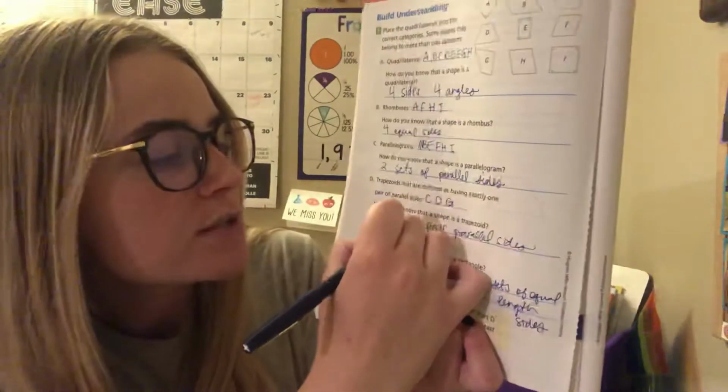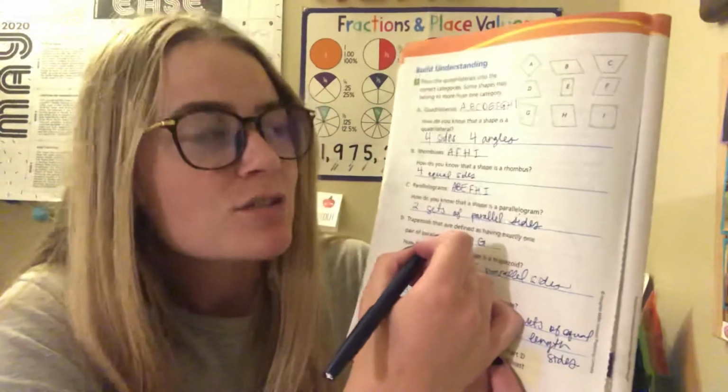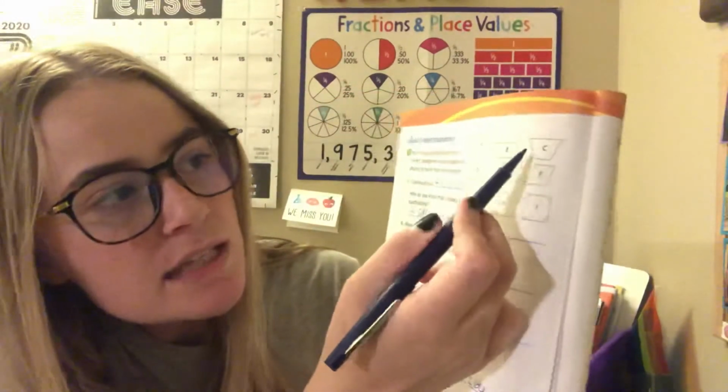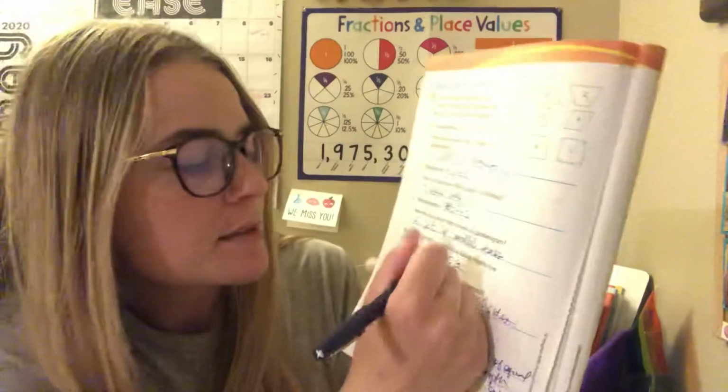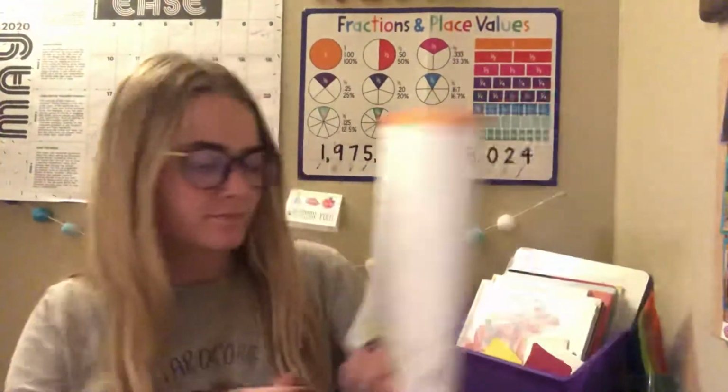So A has 4 right angles and 2 sets of parallel sides and 2 sets of equal sides. B is not, because it doesn't have right angles. C is not, D is not, E is because it has right angles. F is not, G is not, H is not, and I is because they have 4 right angles.